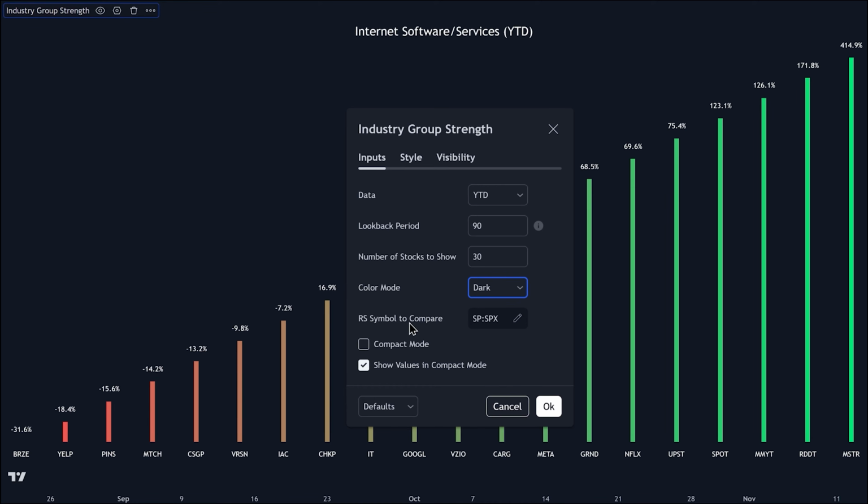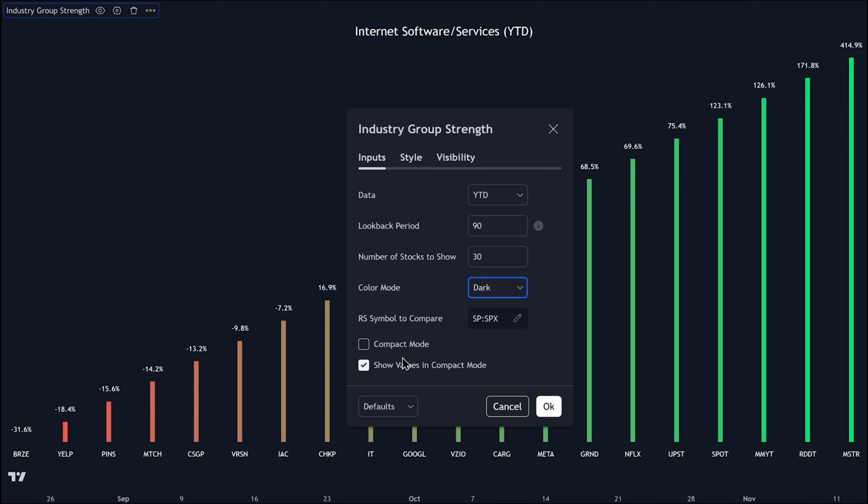Let's take a look at RS symbol to compare. This allows you to compare the relative strength of the stocks to a specific benchmark. By default, it's set to SPX, which is the S&P 500 index. But you can change this to another symbol if you prefer comparing stocks against another index or benchmark.